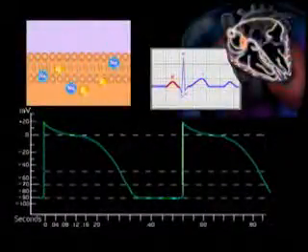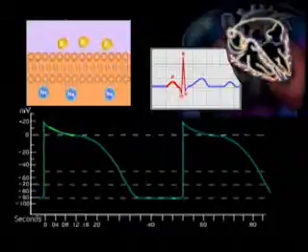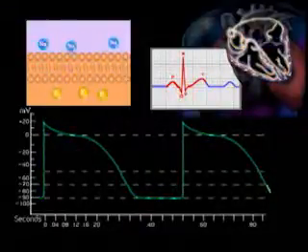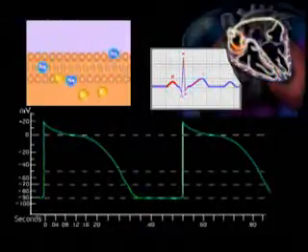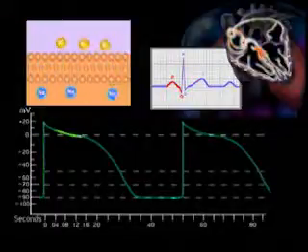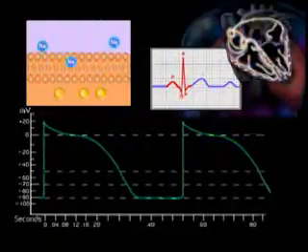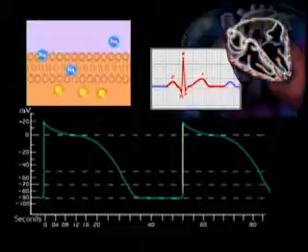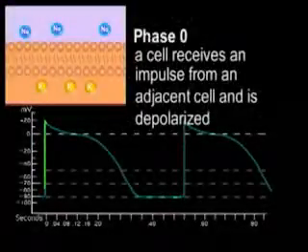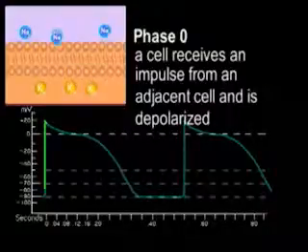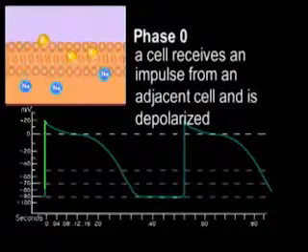The cycles of depolarization and repolarization consist of 5 phases, 0 to 4. The action potential is represented by a curve showing voltage changes throughout the 5 phases. During phase 0, a cell receives an impulse from an adjacent cell and is depolarized.